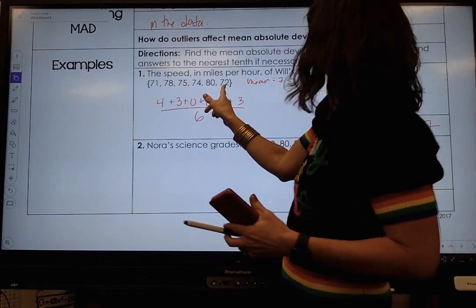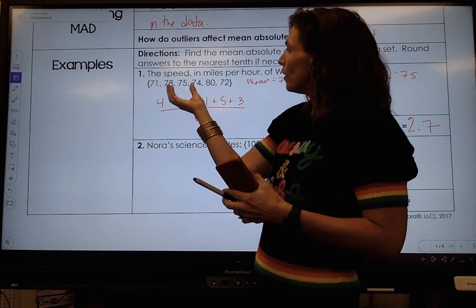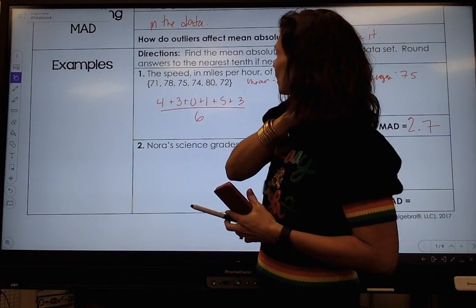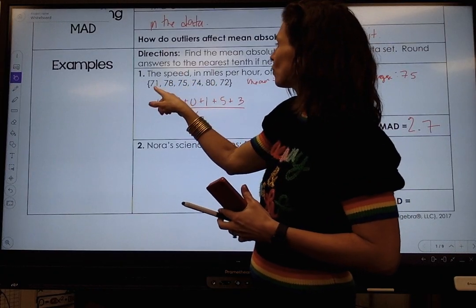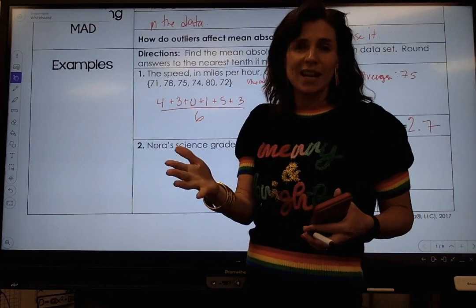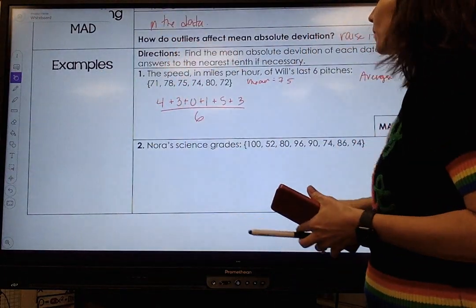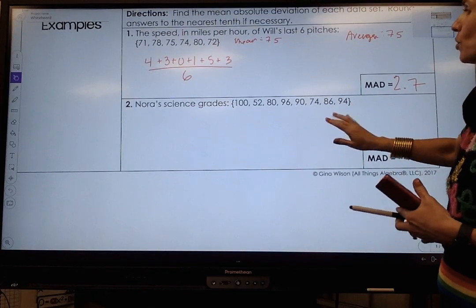And notice they're all kind of clustered around. They're pretty centered. Look at my range. I go from 80 to the lowest score of 71. So that's a range of 9. So you can come back. All right, so let's take a look at number 2.